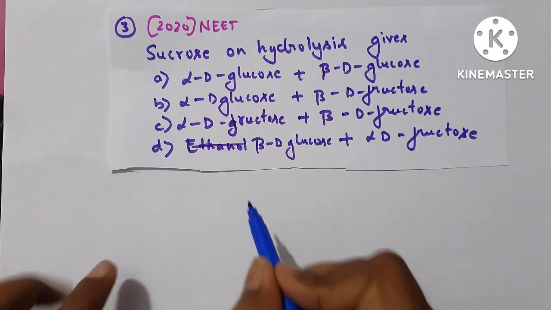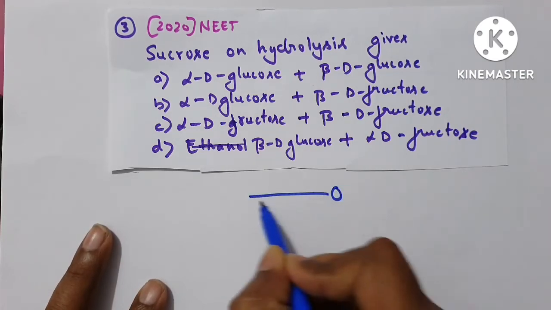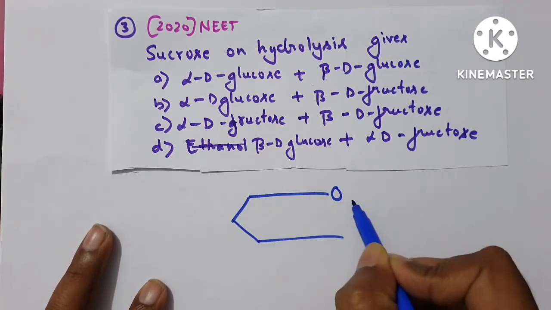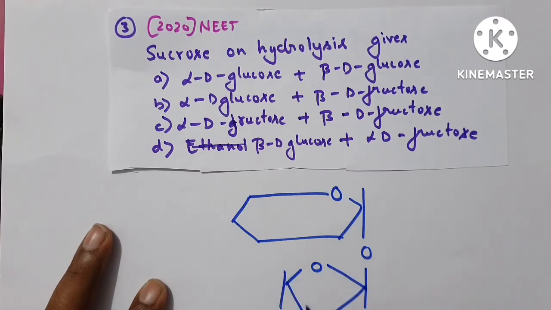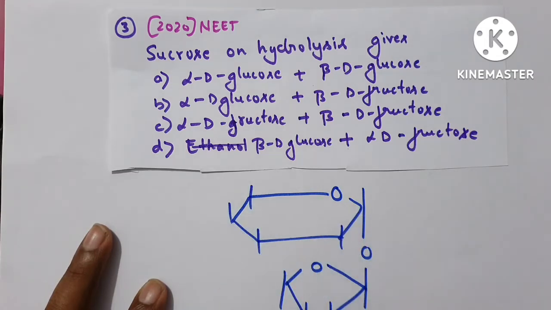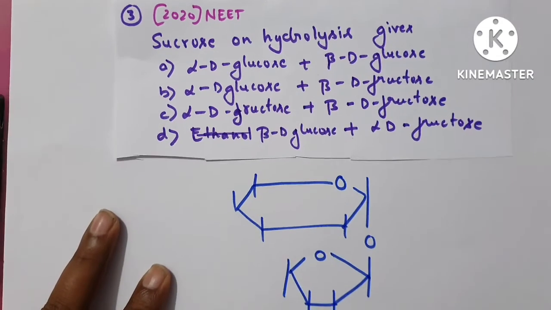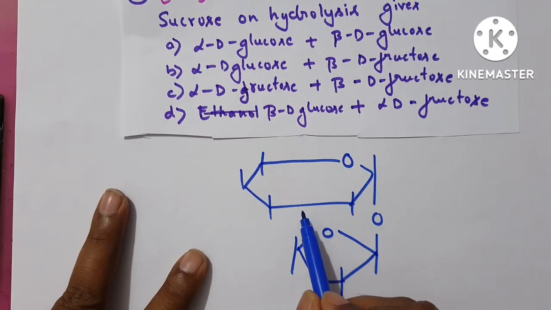What is sucrose made up of? Sucrose is made up of alpha glucose. Here is the alpha glucose. And it is also made up of a beta fructose. So if you observe here, I am writing the structure of sucrose. So this is an alpha glucose.